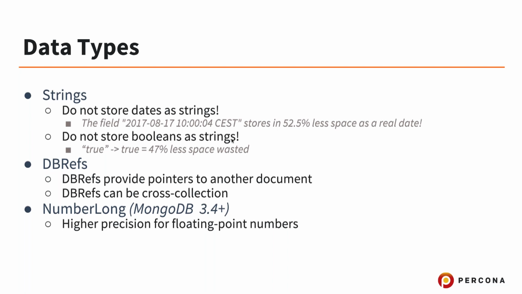Lastly, number long was added in 3.4, which is a higher precision floating point data type that you could use after 3.4. It's a bit more precise, and unfortunately I don't know the details about how precise, but it's a more precise floating point number than the previous.